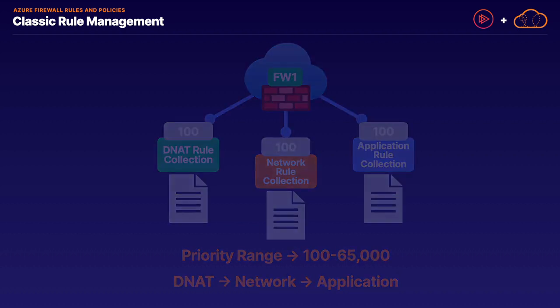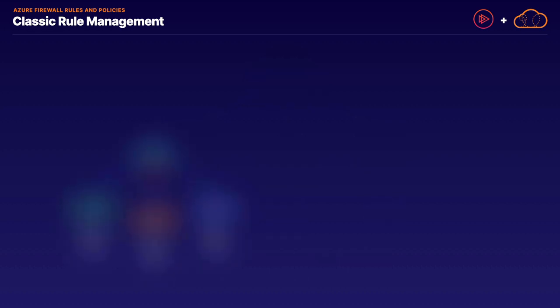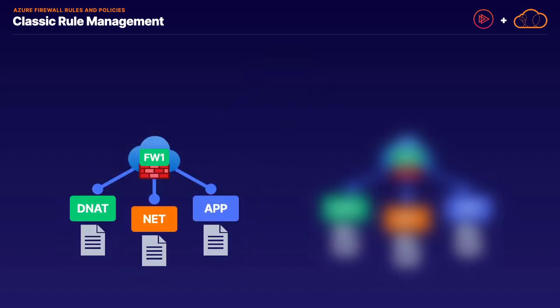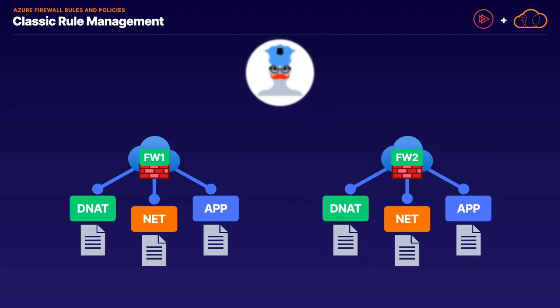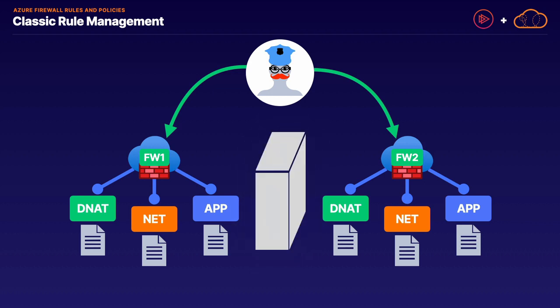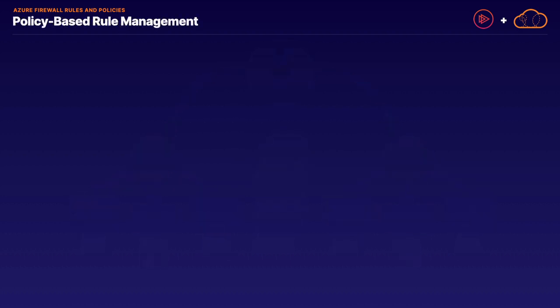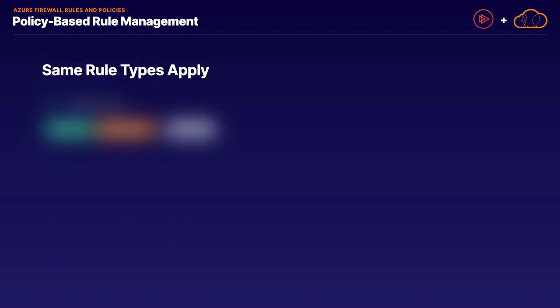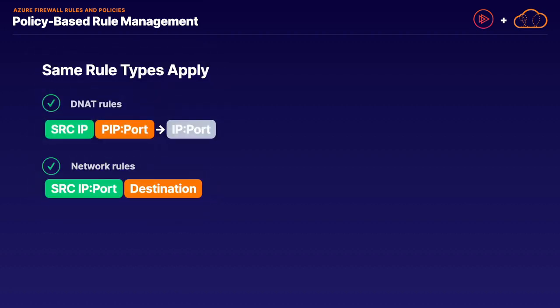Now, in classic rule management, the issue we run into really here is if we have multiple firewalls, we're going to have some administrative overhead of having to administer these firewalls and their rule collections separately because these are two separate resources and the firewall rules exist independently on each resource. So we don't have a way of abstracting those rules away from the firewall resource itself. And this is the problem that policy-based rule management fixes for us by providing us the need for less administrative overhead. Now, the same rule types apply here. Our DNAT rules, our network rules, as well as our application rules.